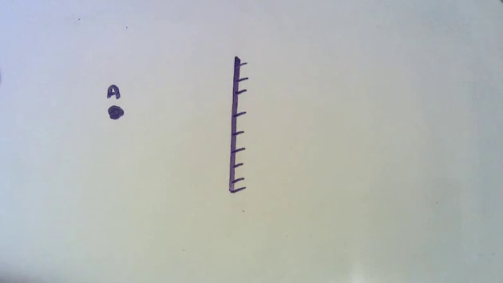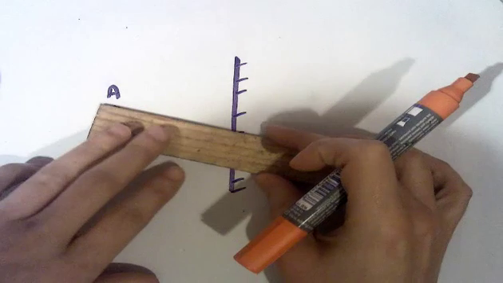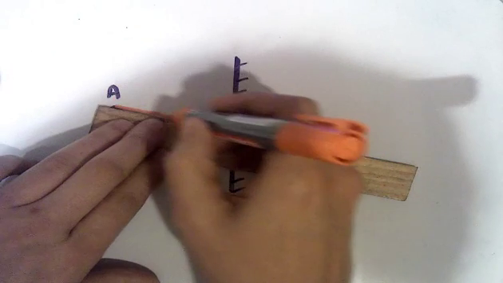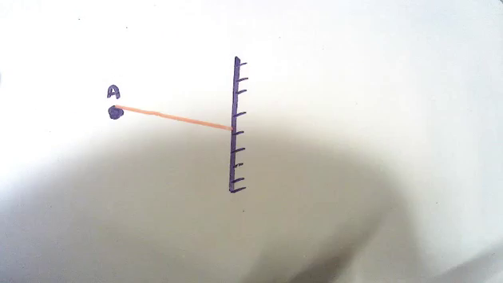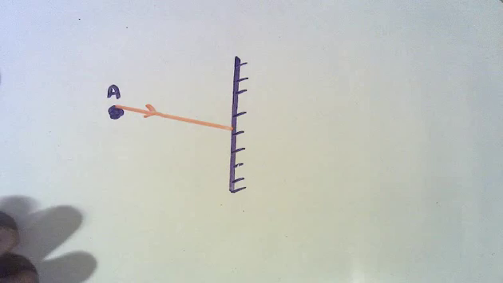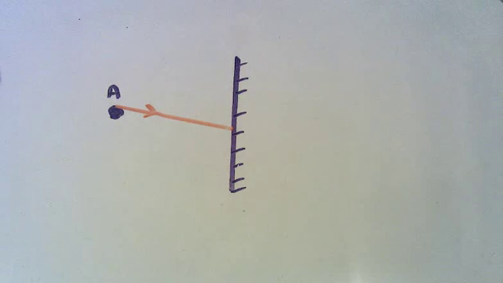So when you're doing this, the very first thing to do is draw a ray from a point on the object that's going to hit the mirror. So I'm going to choose the top of the object, and using a ruler, draw a straight line until we hit the mirror, and we'll put a little arrow on there to show that that's the ray coming from the object towards the mirror.